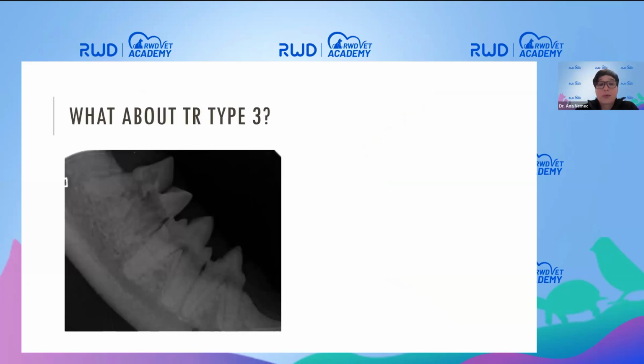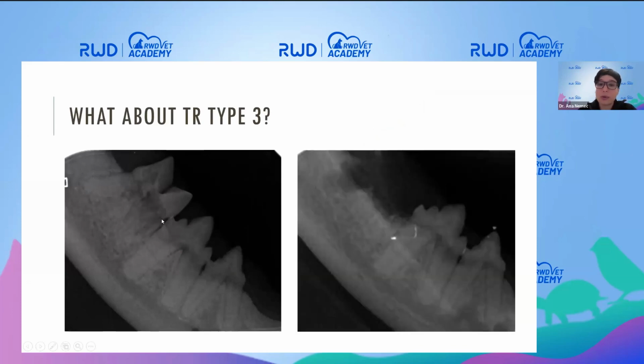What do we do with type 3? Now that we know how we deal with type 1 and type 2, we know how to deal with type 3 as well. So if, like in this case, the distal root is affected by type 1 and the mesial root is affected by type 2 tooth resorption, we will extract the distal root and perform crown amputation with intentional root retention on the mesial root. So nothing very exciting here.